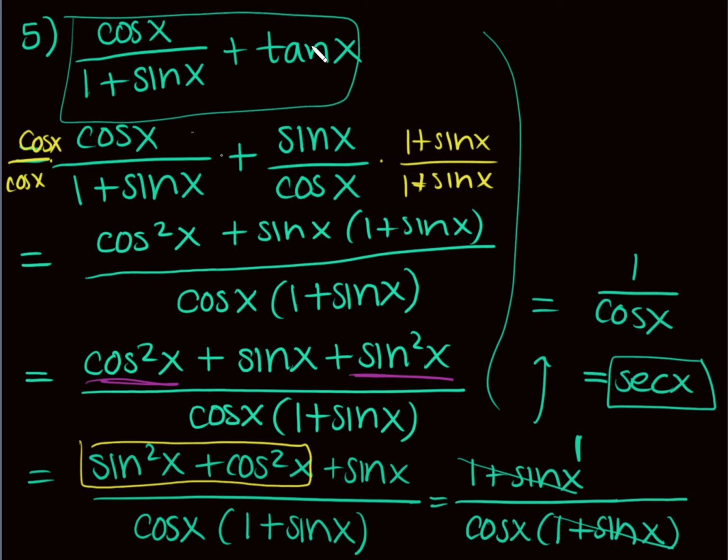I would much rather deal with something like secant of x than this cosine of x over 1 plus sine x plus tangent of x. Yeah, it took me a while to get there, but a lot of times in calculus, we'll use a function like this over and over, or if I'm going to take the derivative of it, I'm going to have some serious rules happening that can be quite complicated. And if I can simplify it down to secant of x, it's super easy.